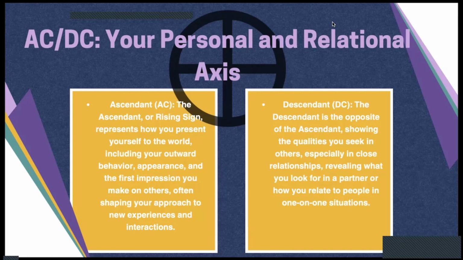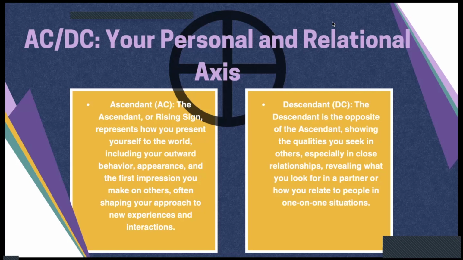AC/DC, your personal and relational axis. The AC is your ascendant, the ascendant or rising sign. So when you hear somebody ask you, hey, what's your rising sign? They're referring to your AC, your ascendant, right? It represents how you present yourself to the world, including your outward behavior, appearance, and the first impression you make on others, often shaping your approach to new experiences and interactions, because that first impression tells people how to interact with you. It tells them about your personality.